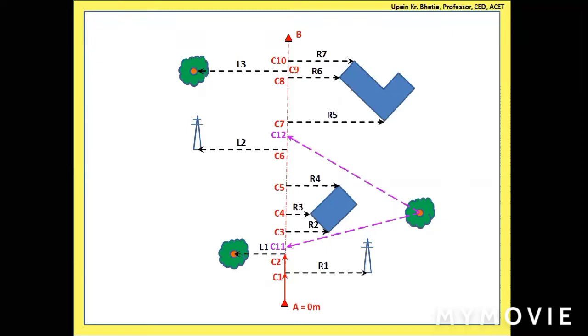So let us go further. Let us discuss the offsets. As we have already discussed, offset is the distance of a point or an object from a chain line. So we have laid a chain line and any point or object.